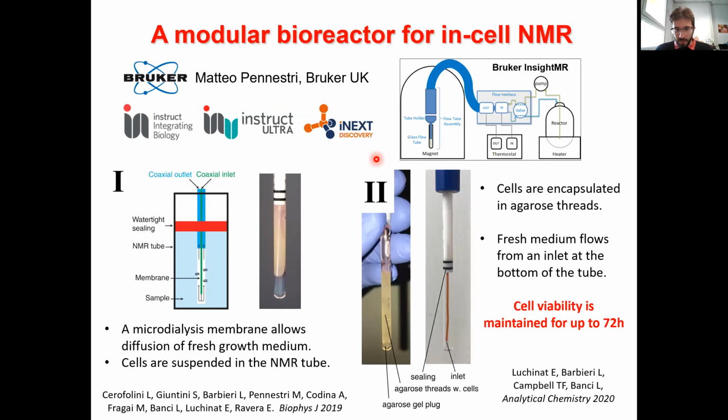We developed a few variants, mainly two, and the second one is the classical one, I would say the more often used around the world. The approach consists in encapsulating the cells in agarose threads. By doing so, you can confine the cells in the NMR tube and just flow the medium through the inlet, which goes at the bottom of the tube, and then it diffuses through the cells, which will be here, and then it goes out.